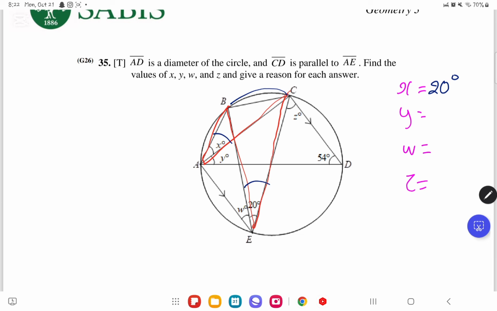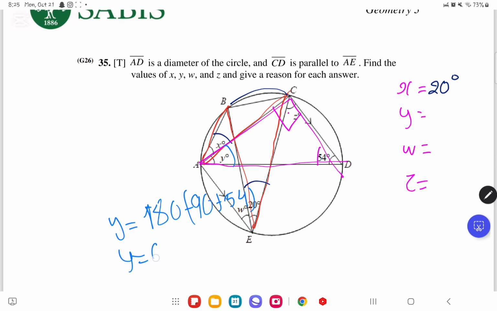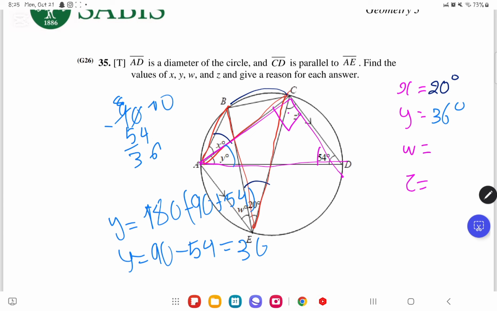I think they told us AD is a diameter, right? So AD is a diameter. If we're gonna take this triangle over here, it's gonna be what? A right triangle. So this is 90 degrees. So we have 90 degrees, we have 54 degrees. So definitely we can find Y degrees. So now Y is equal to 180 minus 90 plus 54. So Y is equal to 90 minus 54. Let's do it here. I believe it is 36. So angle Y is 36 degrees.